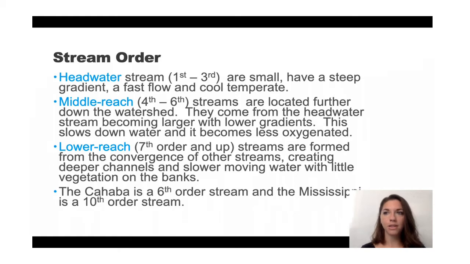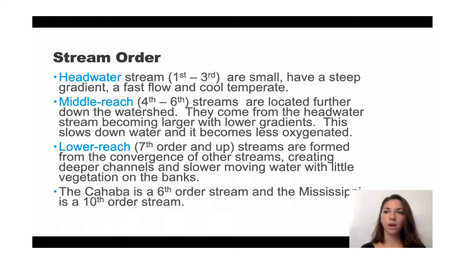Photosynthesis is becoming increasingly important as the primary source of oxygen in those streams. Because the stream is wider, the organic input from leaves and bank debris is relatively less important than it is for those headwater streams. Our lower reach streams, 7th order and up, are formed from the convergence of those other streams, and they create those deeper channels, slower moving water bodies with little vegetation on the banks.